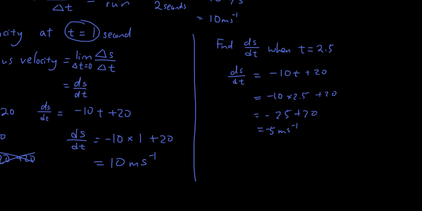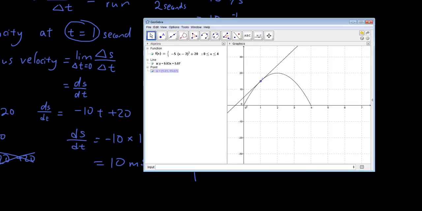So what that means is at time is equal to 2.5, the gradient of the tangent line, which represents the speed or the velocity, actually not speed because we're taking into account the direction. So the velocity of the ball at time is equal to 2.5 is negative 5, as shown by the gradient of our tangent line here.